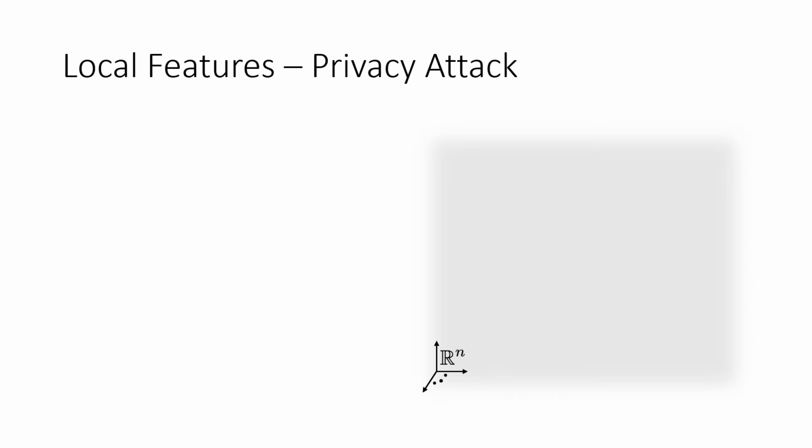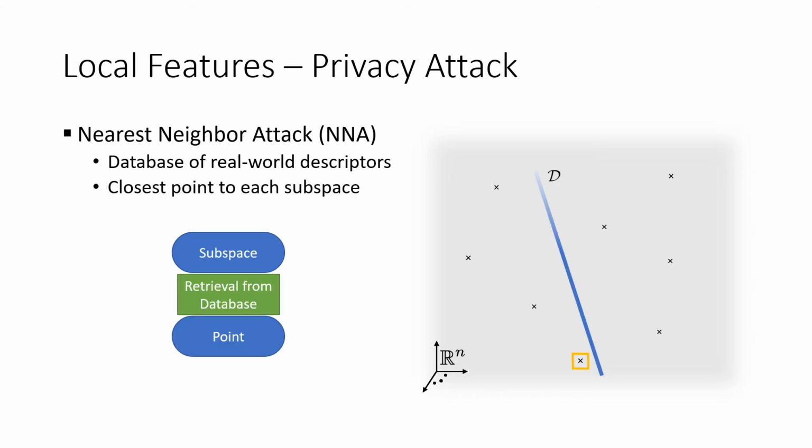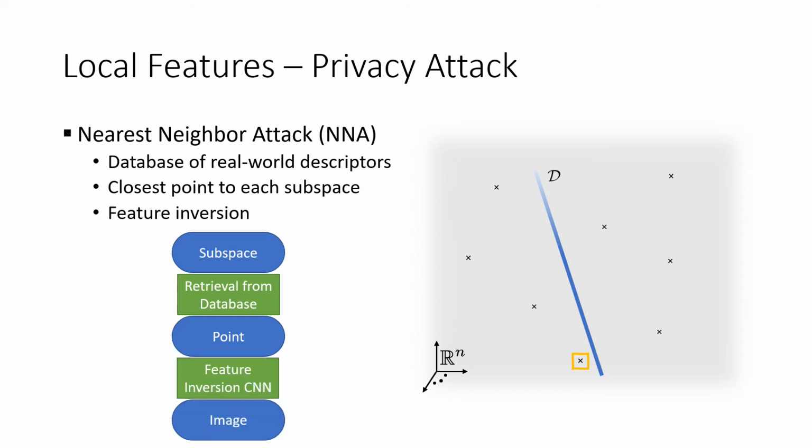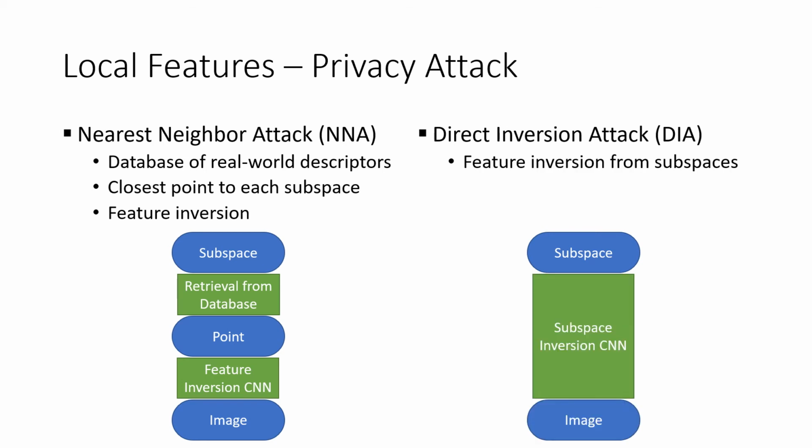As we cannot give any theoretical guarantees on the level of privacy preservation of our method, we empirically validate it using multiple privacy attacks. First, a nearest neighbor attack, which takes advantage of a database of real-world descriptors. Each private feature is approximated by its closest correspondence from the database according to the point-to-subspace distance. Finally, the approximated descriptors can be fed to a regular feature inversion network to reconstruct the appearance of the original image.